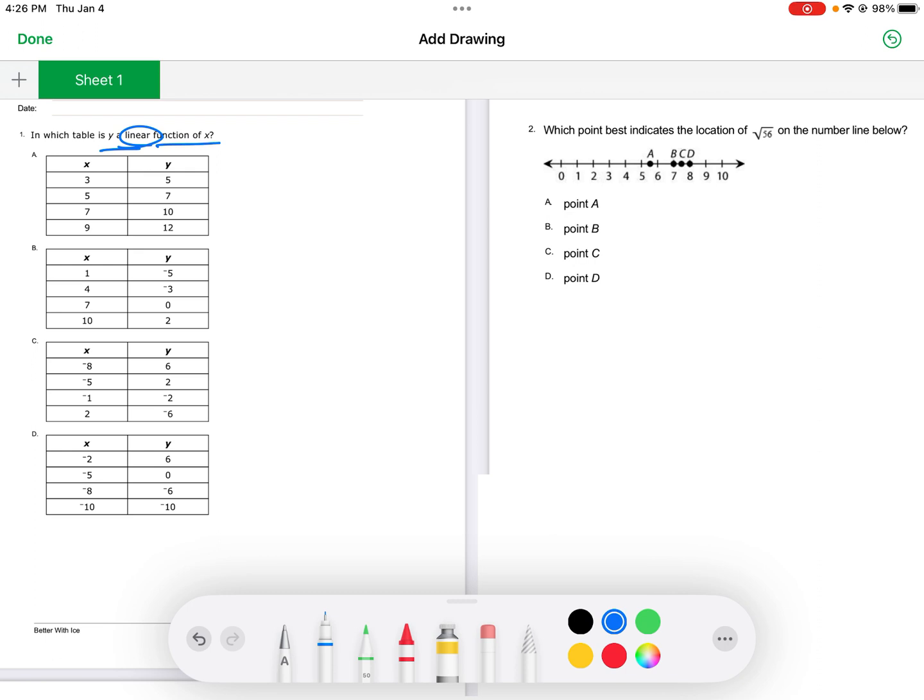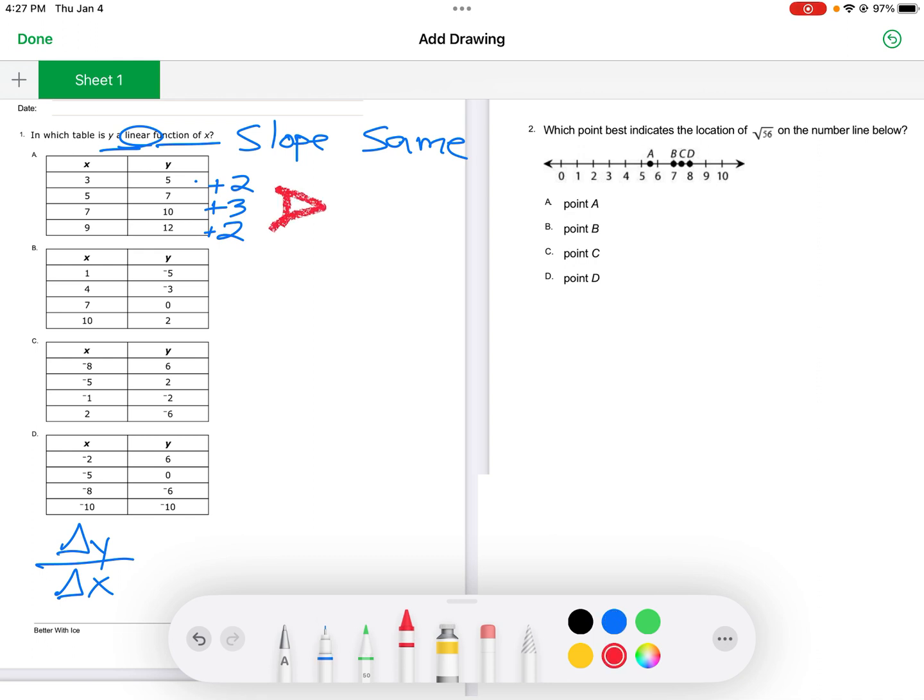And really, we're going to just look at the slope and try to make sure that it's going to stay the same. So to find slope, we're looking at change in y over change in x. So here y goes from 5 to 7, so that's plus 2. From 7 to 10, plus 3. And from 10 to 12, plus 2. That's going to throw up a little red flag in my mind because it's not staying the same.